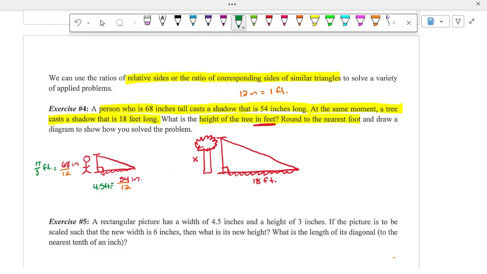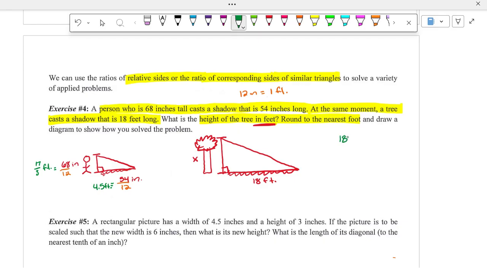So knowing that these two are going to be similar, because if you think about it, that tree and the person are standing in the same spot at the same time of day, meaning the sun is hitting it at the same time. All right, how would I set this up using proportions? So we're going to be dividing. In other words, it doesn't really matter which one you put on top, which one you put on bottom. So what do you want to put on top? The shadows or the objects? Okay, let's do the shadows.